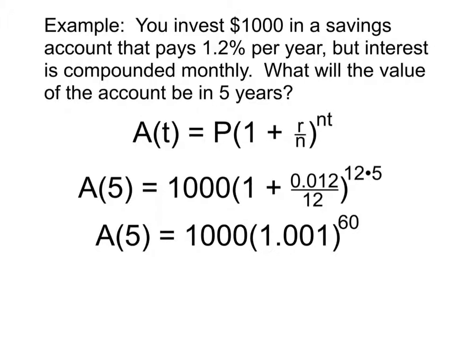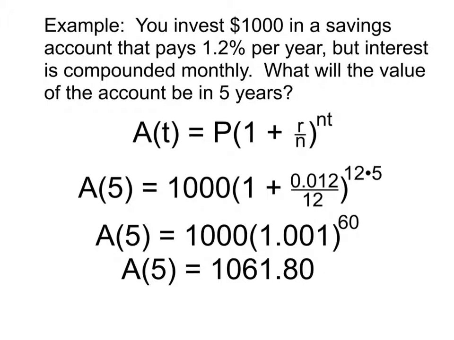Now this looks just like the previous problems we've done, right? Just the decimal's a little smaller and the exponent's a little bigger, but still just typing it in. So I'm going to do the 1.001 to the power of 60. Take that number times 1,000. If all goes well, you should be getting an answer here of $1,061.80.